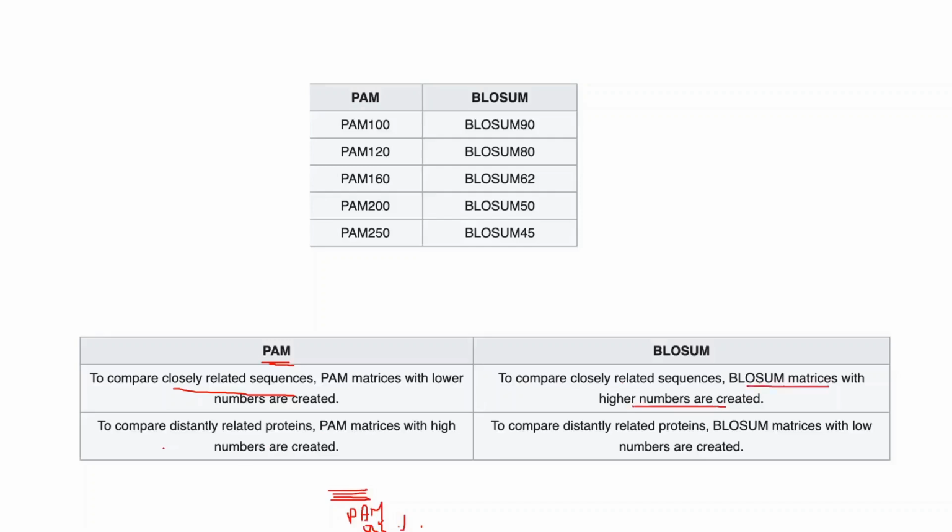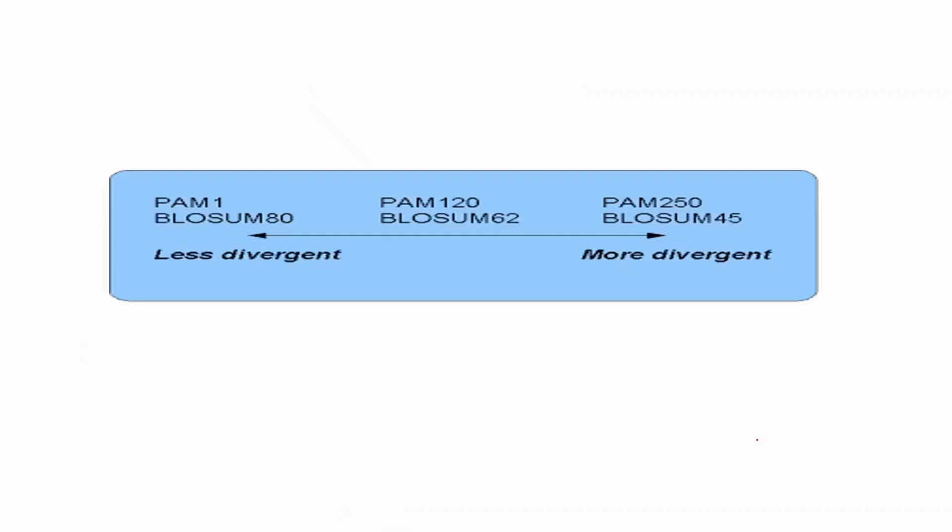Like that, when you want to compare distantly related proteins, you require higher PAM values and lower BLOSUM values. If you see this graph, the common or medium PAM and BLOSUM values are PAM 120 and BLOSUM 62. BLOSUM 62 is the default substitution matrix for BLAST alignment. You have to remember that BLOSUM 62 is the common default substitution matrix in BLAST.